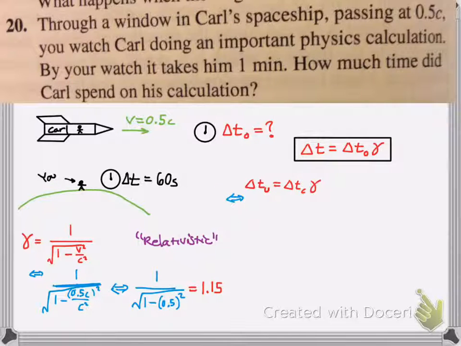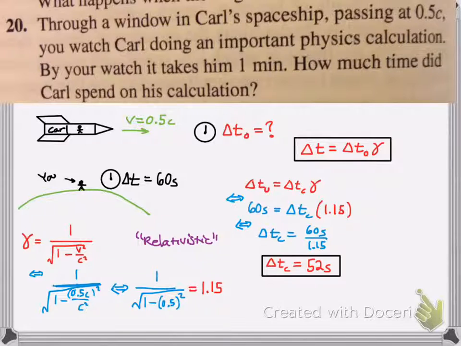So let's apply this to our equation, plug it in. So we know the time for us observing the experiment is 60 seconds, and we're wanting to find Carl's time, how much time has elapsed on the spaceship, and we just calculated gamma, and we can simply solve for delta t c, and we get 52 seconds. Now, does this make sense? Absolutely. According to Einstein's theory of relativity.